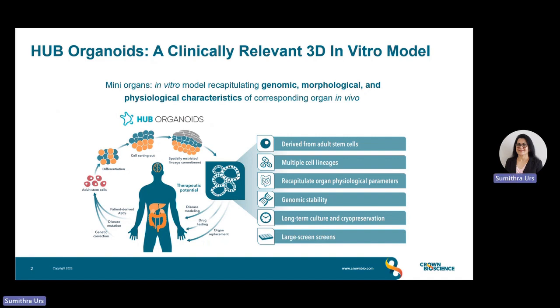Expansion and differentiation of these stem cells gives rise to functional mini organs in a dish that can recapitulate the genomic, morphogenic, and physiologic characteristics of corresponding organs in vivo. The HUB organoid technology does not require reprogramming or transformation of stem cells, and therefore enables the development of diseased as well as healthy organoids, which preserve the original tissue genetic and epigenetic makeup, including clinically relevant mutations.